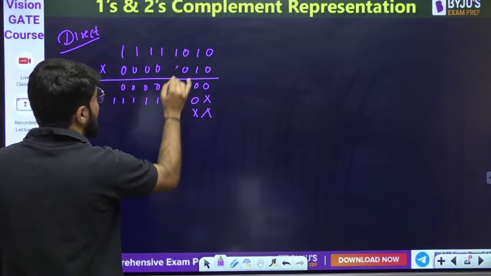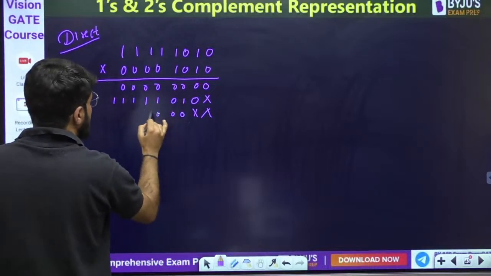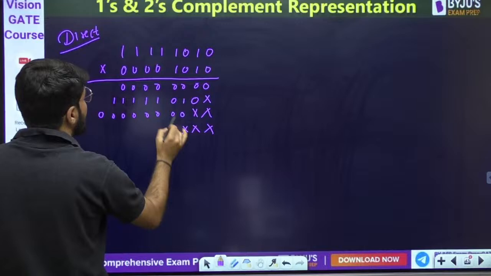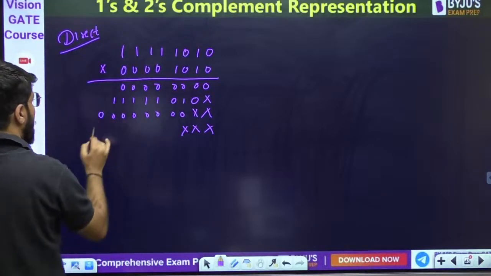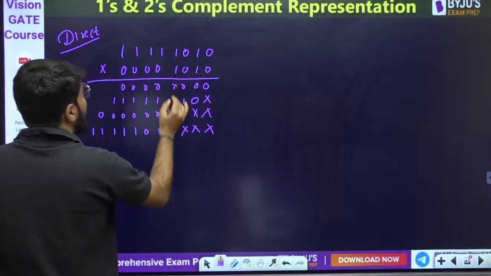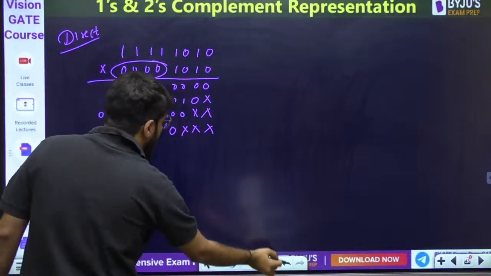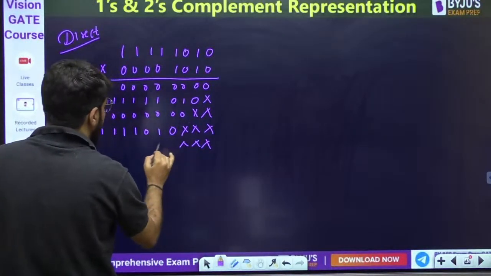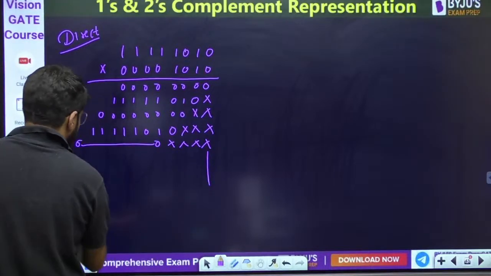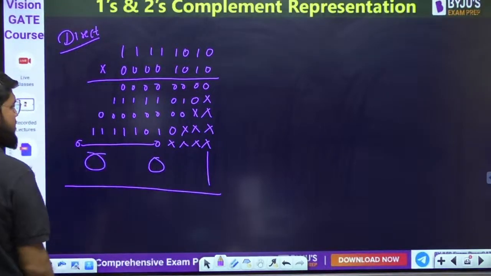Next, again multiplication with 0, so all zeros. Next, 3 units left shifted, now multiplication with 1, so again the number is replicated: 11111010. And then the rest will all be zeros.